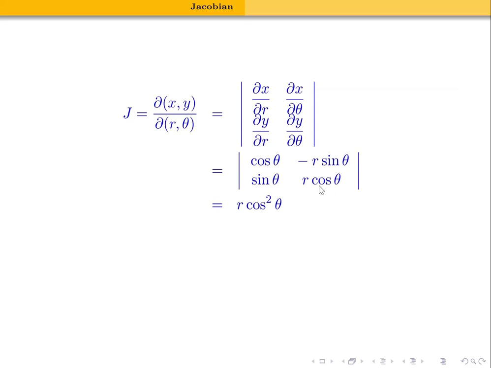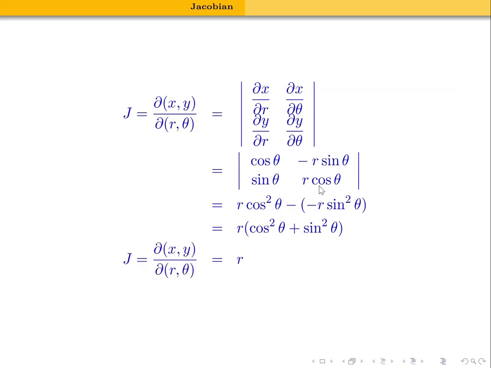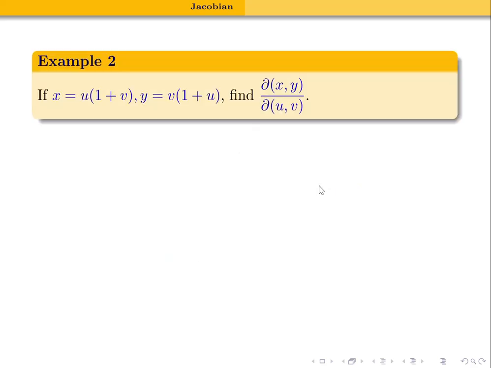So r cos θ into cos θ is r cos² θ. The formula has a minus, so minus (−r sin θ) into sin θ gives plus r sin² θ. Now we bring this r outside, and minus of minus is plus. Therefore, we know that cos² θ + sin² θ is 1. Therefore the Jacobian ∂(x,y)/∂(r,θ) is equal to r.